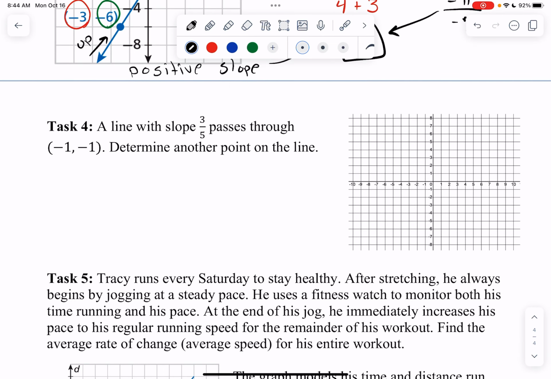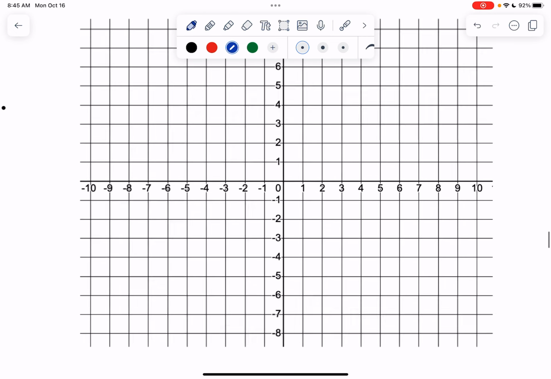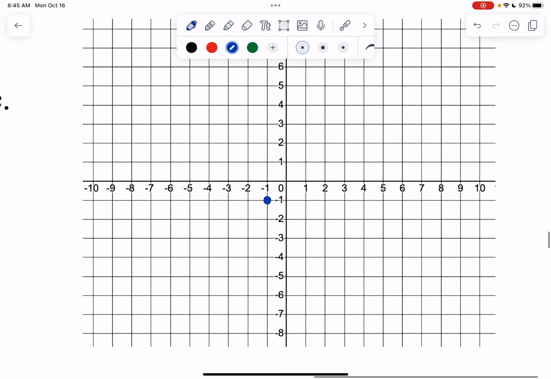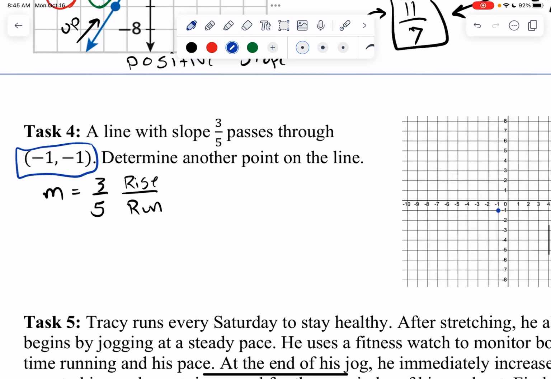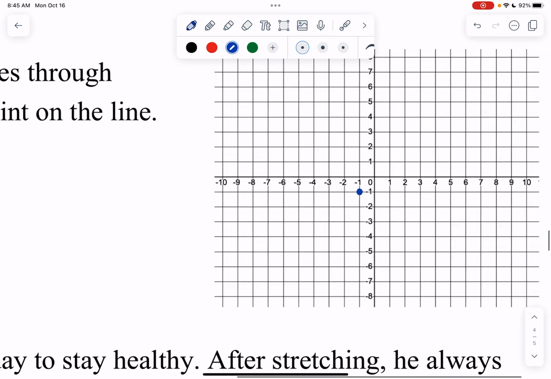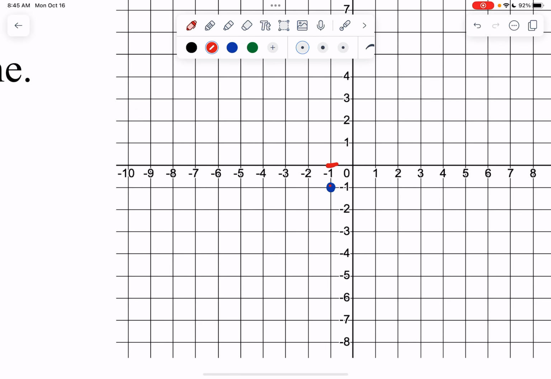Next one. A line with slope 3/5, so I'm going to write slope is 3/5, rise over run, passes through the point negative 1, 1. Determine another point on the line. First, I'm going to start by putting this point on my graph over here. There's my point. I know it has to have a slope of 3/5. So it has a rise of 3. From here, I'm going to go up 1, 2, 3, and then a run of 5. 1, 2, 3, 4, 5. So there's another point on the line, the point 4, 2.